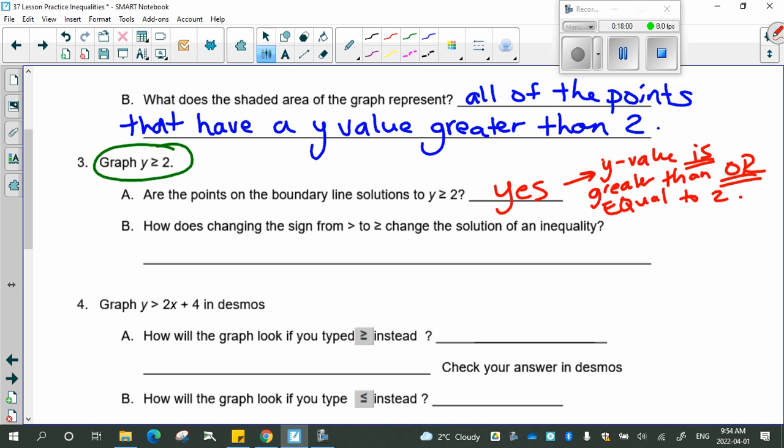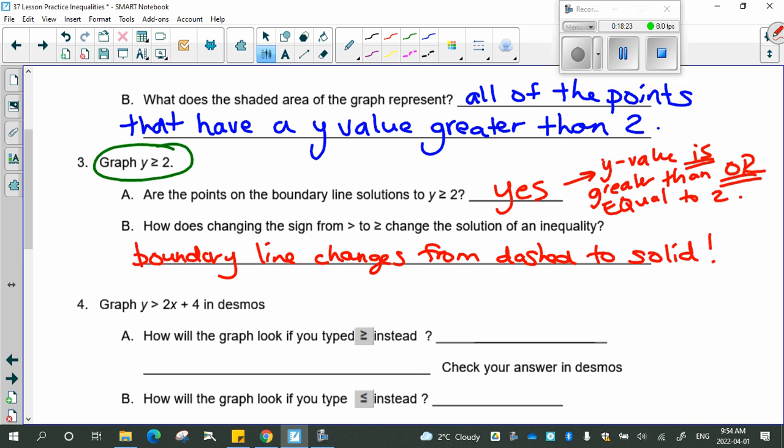How does changing the sign from greater than to greater than or equal to change the solution of the inequality? The boundary line changes from dashed to solid.